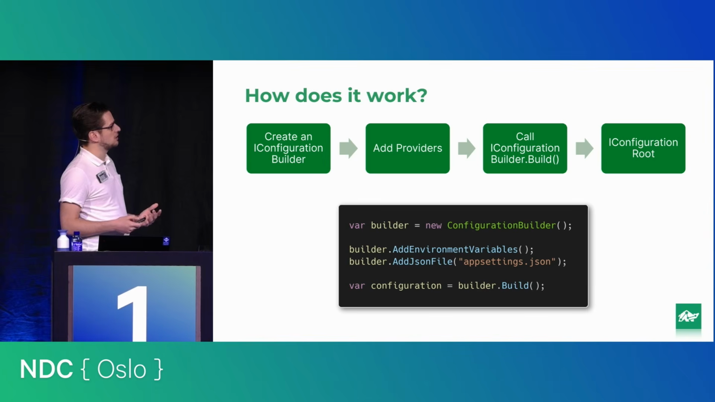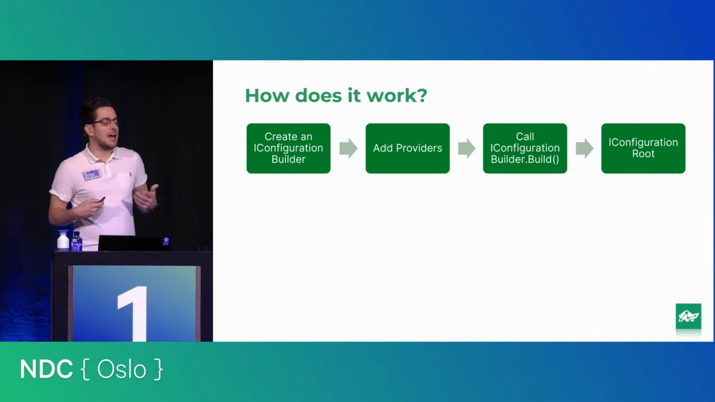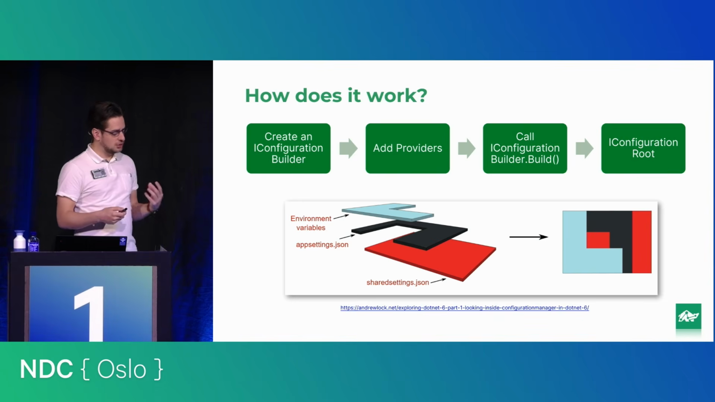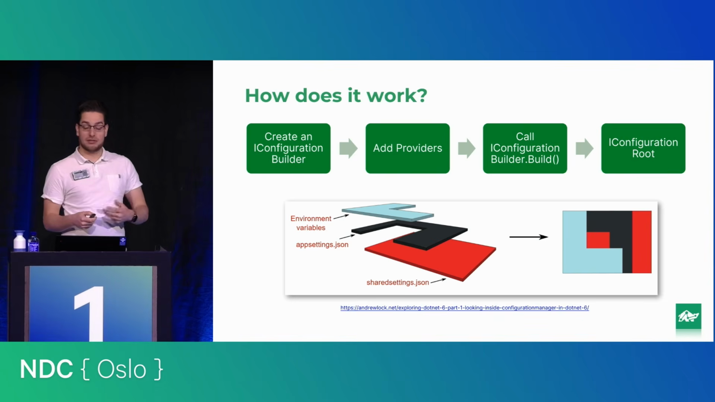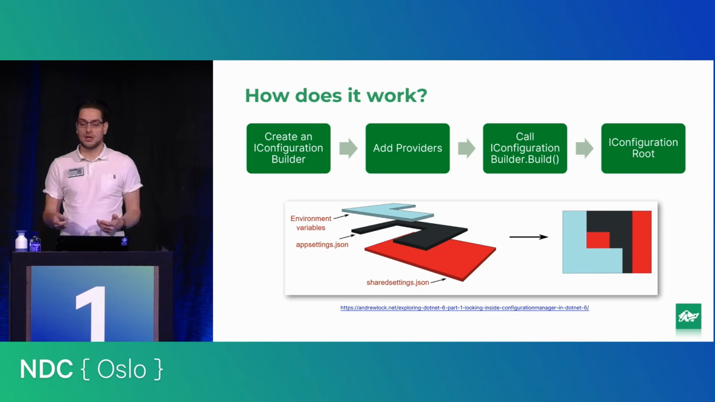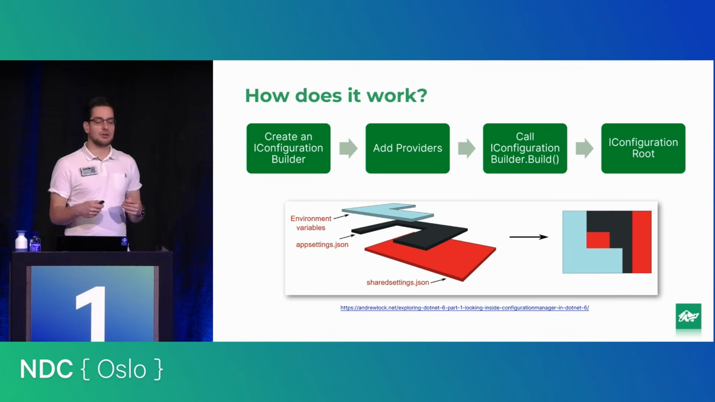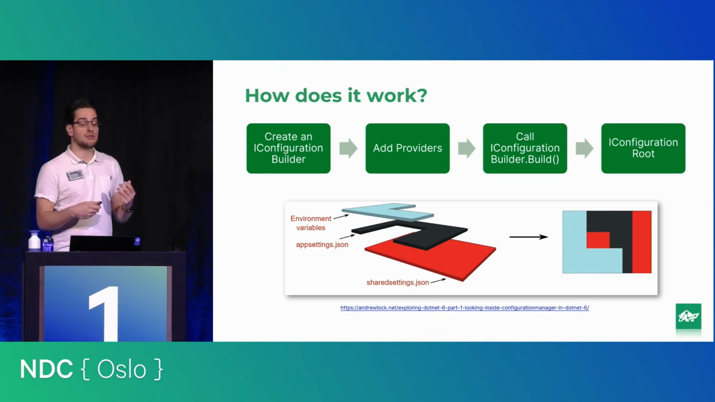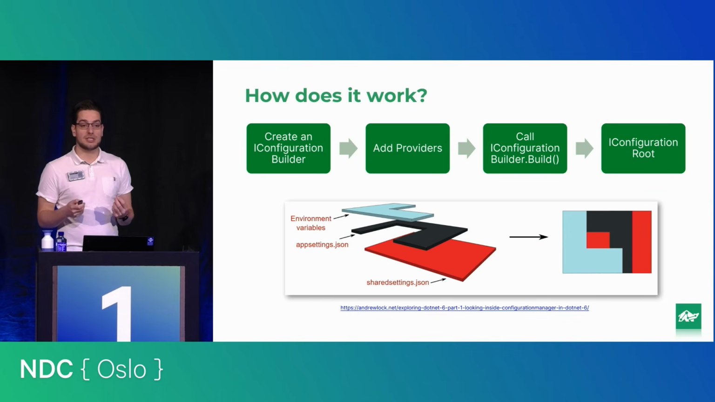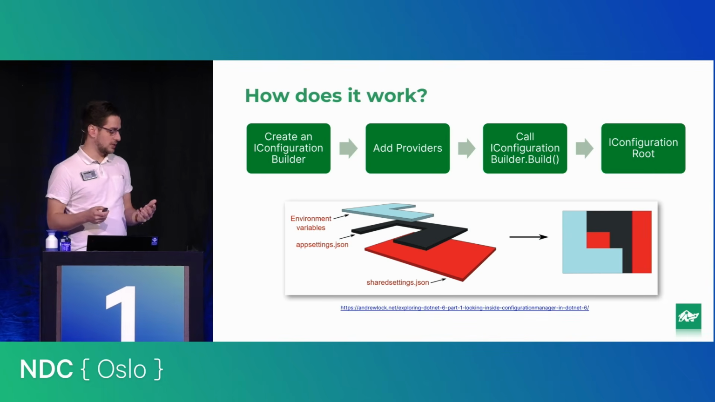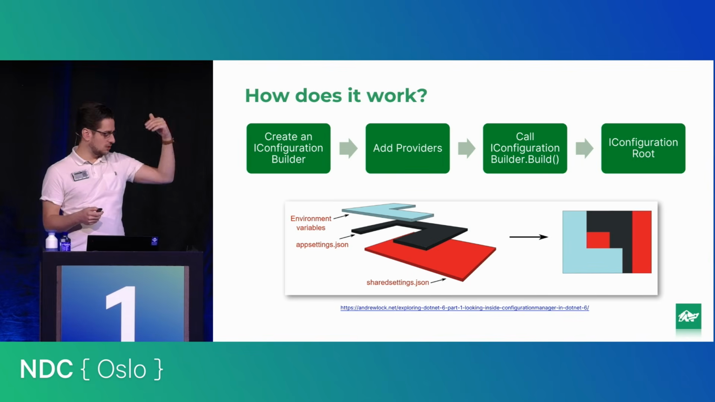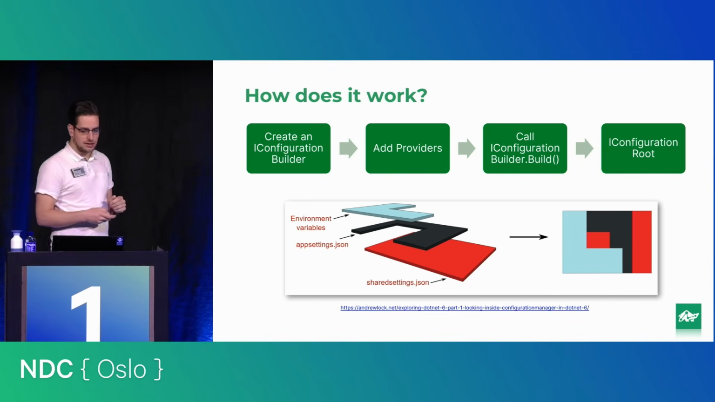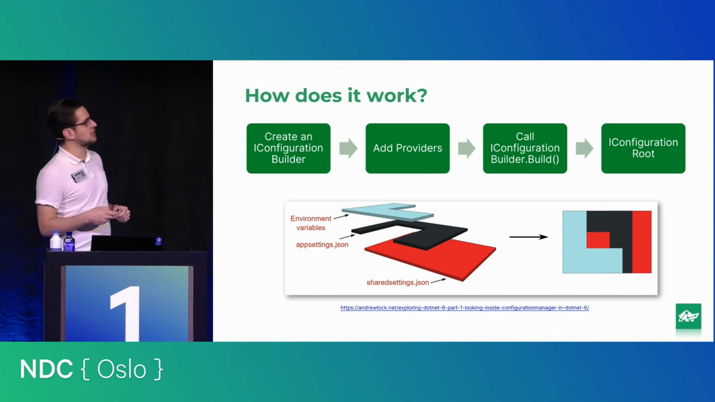But that begs the question: if we have multiple providers, how does it know which provider to use if we have a duplicate? What if shared settings.json, appsettings.json and maybe even environment variables all contain a value for a specific key? In that case, the order matters. Here you can see that environment variables was added last, and because it was added last, it has the highest priority. So it's first going to look in environment variables, then in appsettings.json, then in shared settings.json.